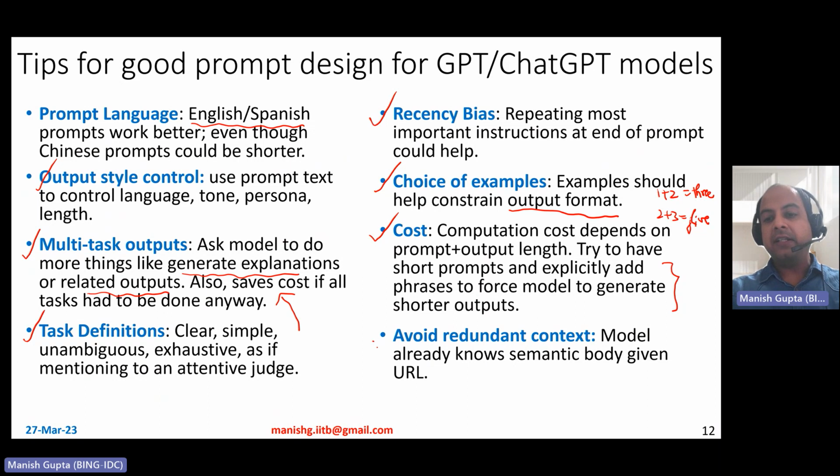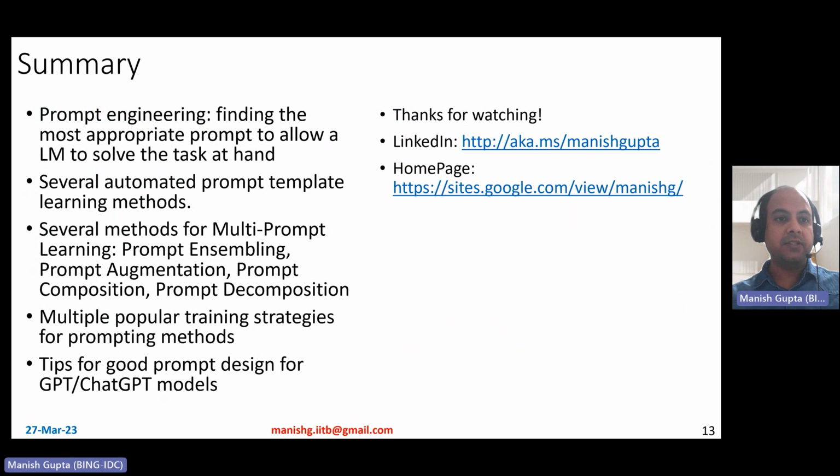Avoid redundant context. Typically these models like GPT, ChatGPT, and so on, have essentially learned the content, the body part of the URL. And therefore, if you think that you can give the entire document body as part of the prompt context, it may not help you much, but it will increase the size of the prompt by a significant amount. So whenever you're designing prompts, be careful about how much value add it does to improving accuracy of your downstream task versus the cost it adds in terms of number of tokens.